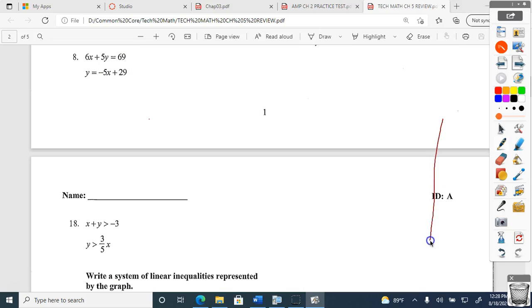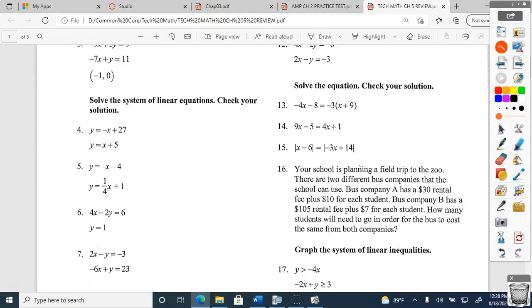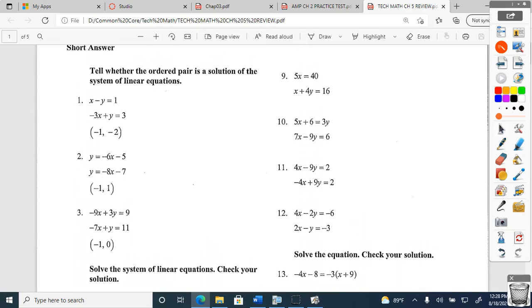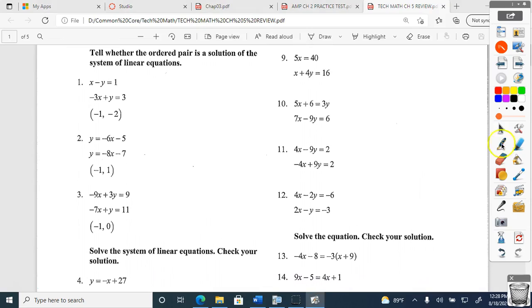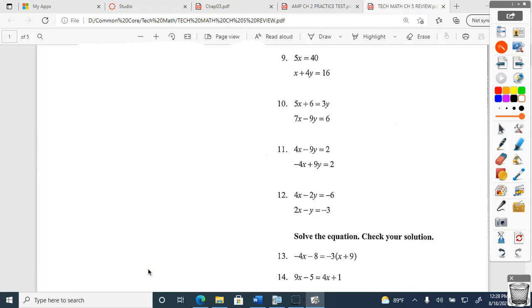Moving on, try that again. Number 9, there we go. Come back up here to the top. Number 9, there we go. Wow. All right. Yes, baby. All right. Number 9, how do they want us to do that one?